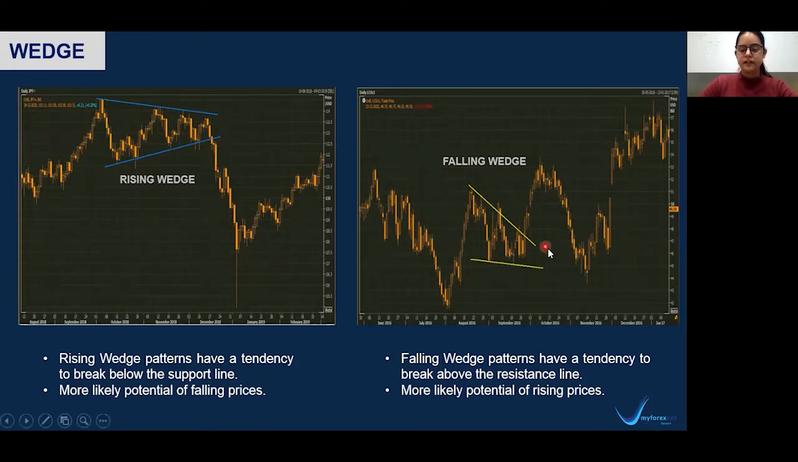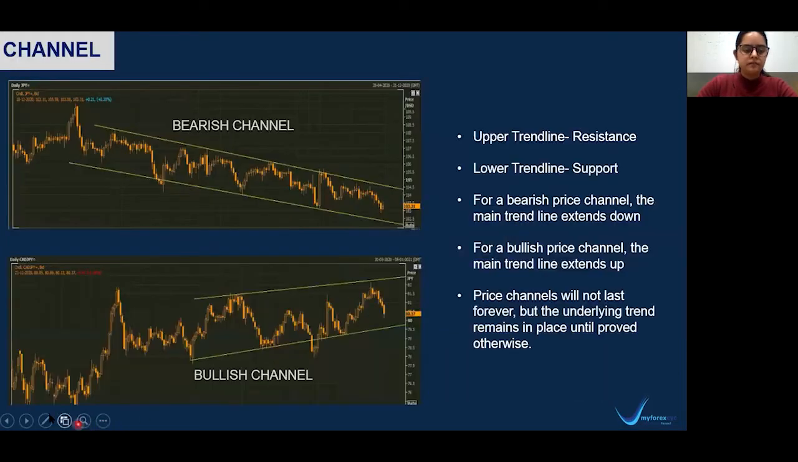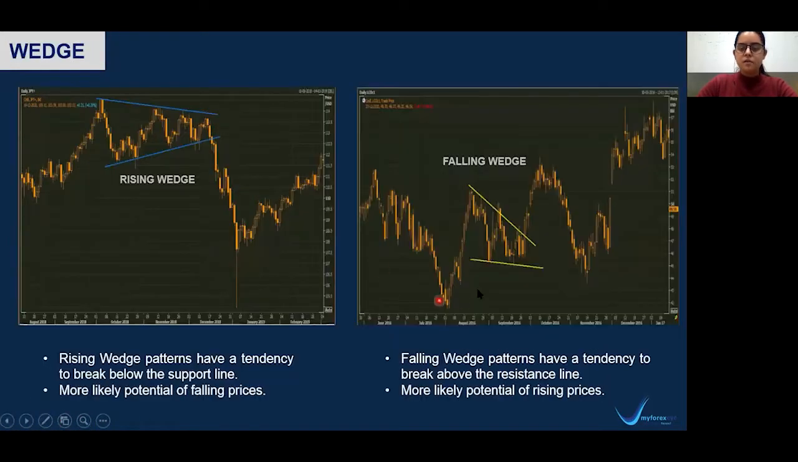In a falling wedge, the price has a tendency to break above the resistance line. Once the price breaks above the resistance line, it is more likely to extend further and is bullish.